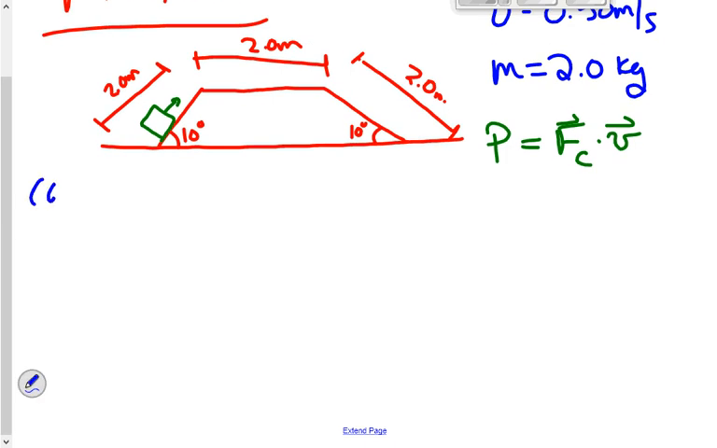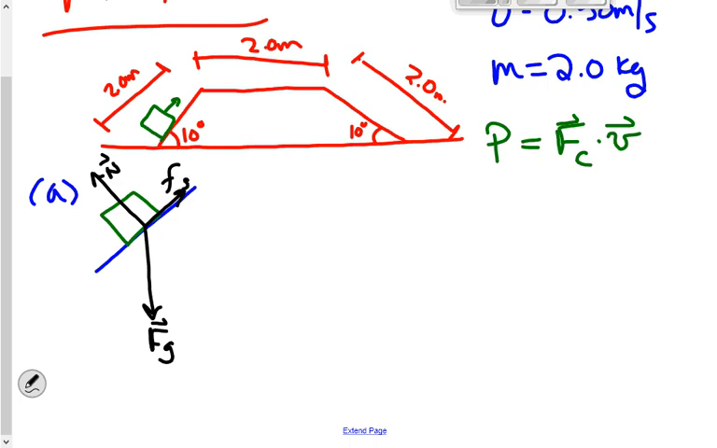So for part A, I'm talking about when my block is moving up the incline here. So what kind of forces are acting on the box? Okay, so there's a gravitational force that's going to go straight down. There's a normal force. In which way does the normal force point? Perpendicular to the interface. And then what else? A friction force. Which way is that friction force going to point? Yeah, up the incline. And we decided it was static.